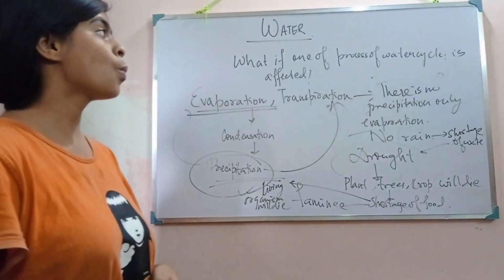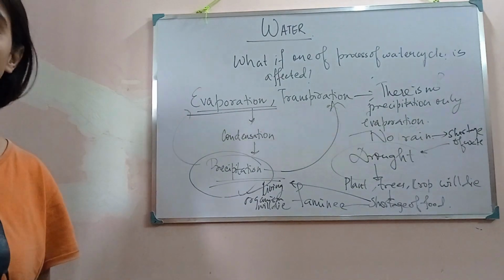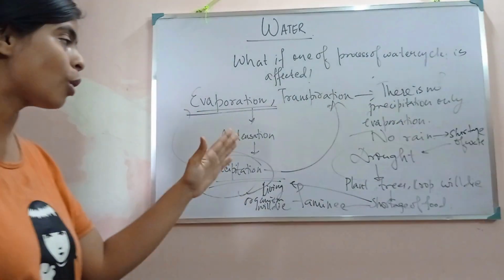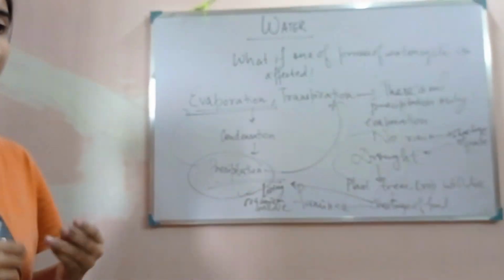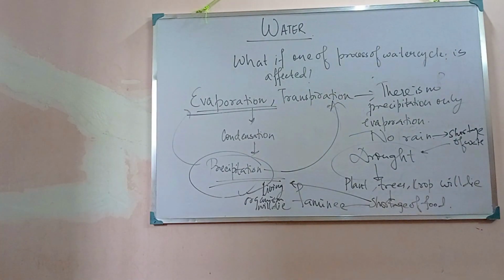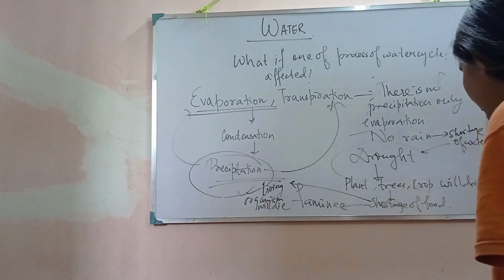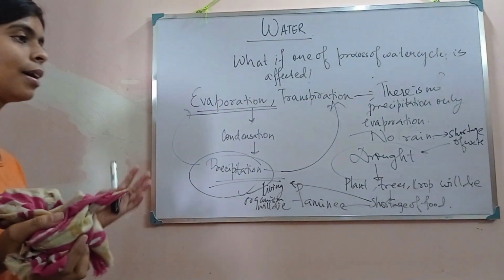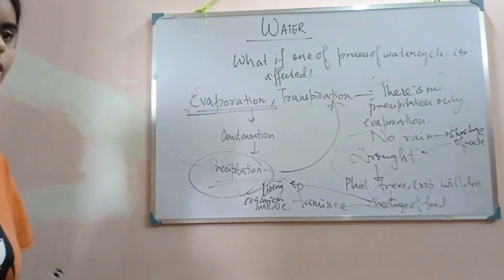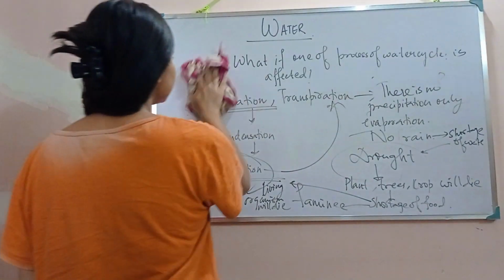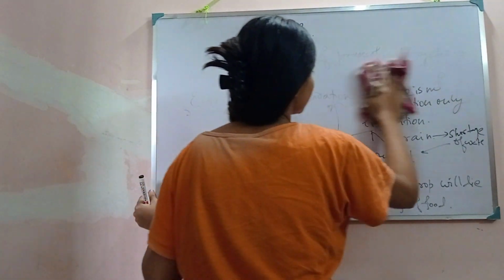So these are the processes. The water cycle is very important, and it is necessary that this water cycle maintains its balance and continuously happens. Okay. Now let's move to the next topic, that is the conservation of water. Till now we have seen how the water cycle is important, and if one of the processes of the water cycle is affected, it causes an imbalance to nature, and ultimately we will face the consequences. Now we will discuss the conservation of water.